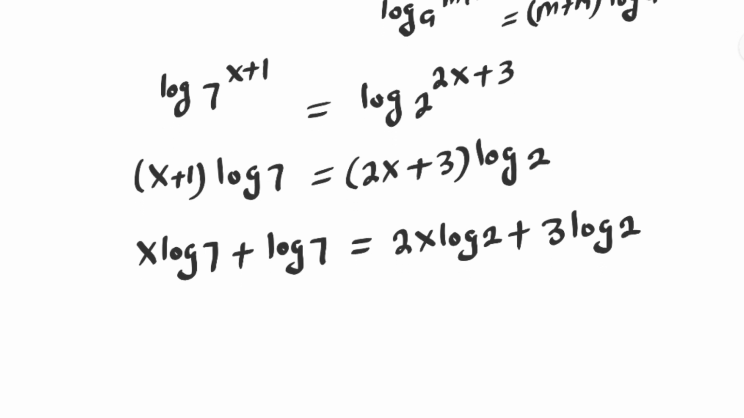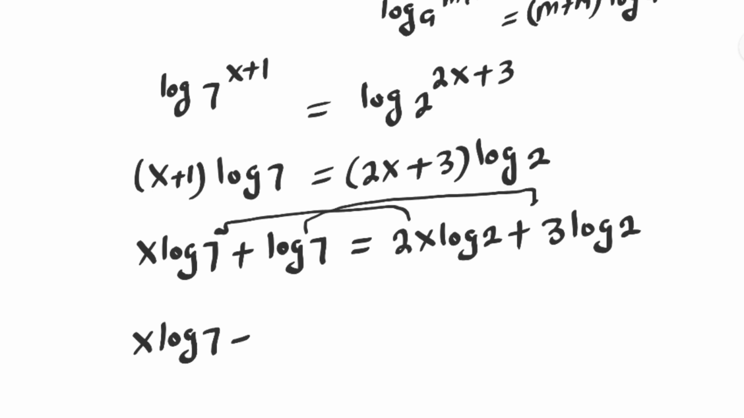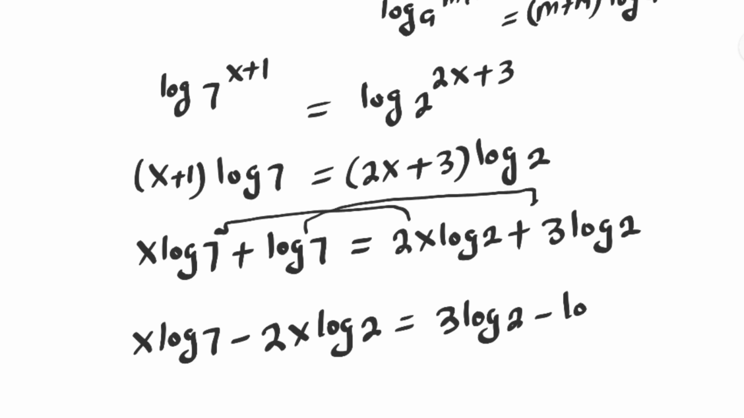Now let's collect like terms. Let's bring this to this side and bring this to this side. Then here we have x log 7 minus 2x log 2 is equal to 3 log 2 minus log 7.